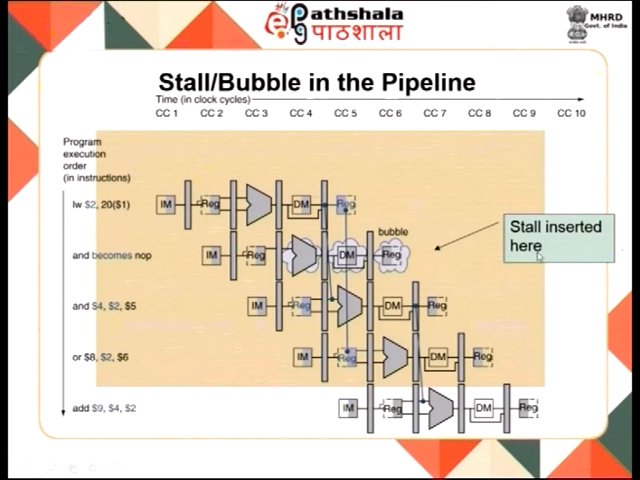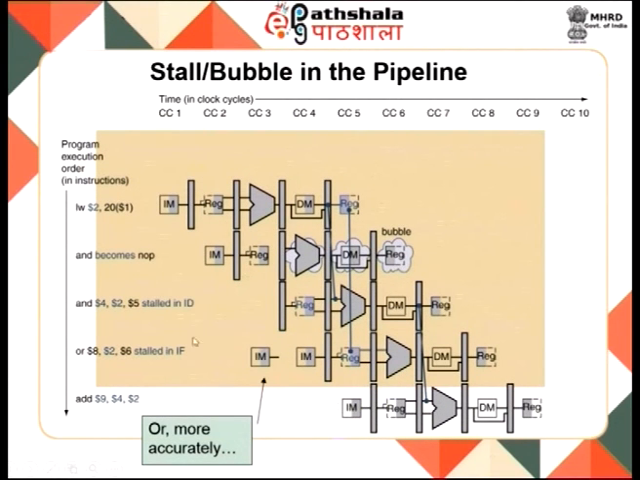We have already seen how a stall can be created. So, this stall, the bubble, has been indicated here for a load-use instruction. Or, more accurately, if you want to show it more accurately, the subsequent instruction, your AND, becomes a no-op, because you have a bubble that has been created here. So, this becomes a no-op. This instruction gets stalled in ID, ID is getting extended. This instruction gets stalled in the instruction fetch.